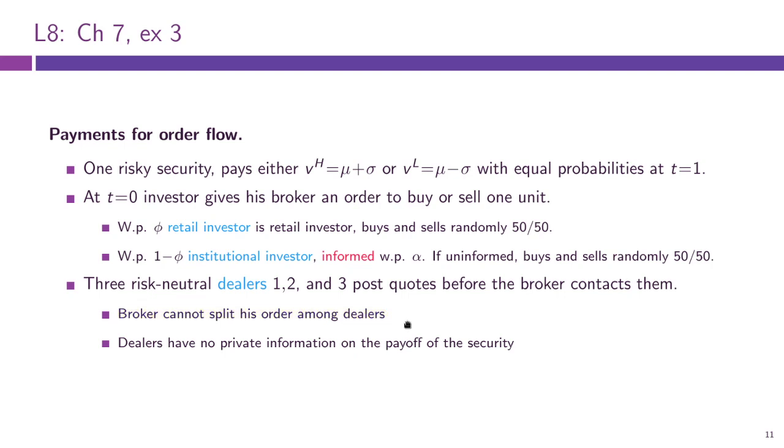The broker cannot split his order among dealers. And dealers, as usual, are also uninformed, so they have no private information about V. They do not know any better than retail investors or uninformed institutional investors. So this is the setup. The broker does nothing for the moment. We'll get back to him in a few.